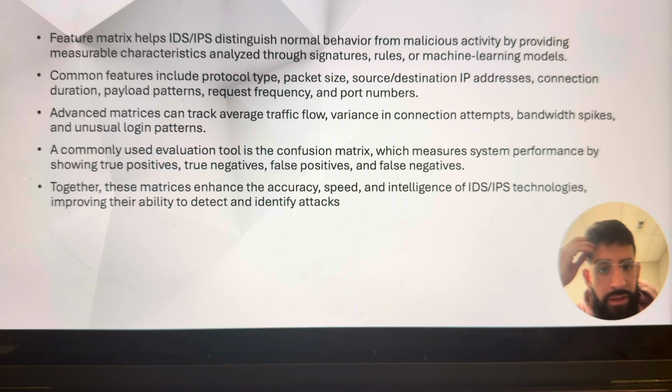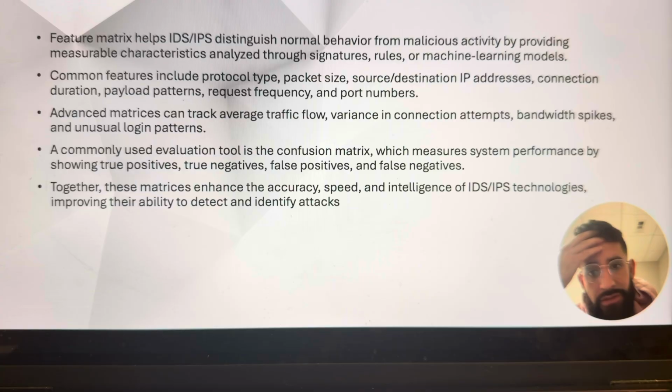Together, these metrics enhance the accuracy, speed, and intelligence of IDS and IPS technologies, improving their ability to detect and identify attacks. So essentially, one of the things that we've used is the true positive, true negative, false positive, and false negative. That just makes it easier for us users to see exactly what's going on visually. Again, it makes it easier to read with all the information coming in at once.